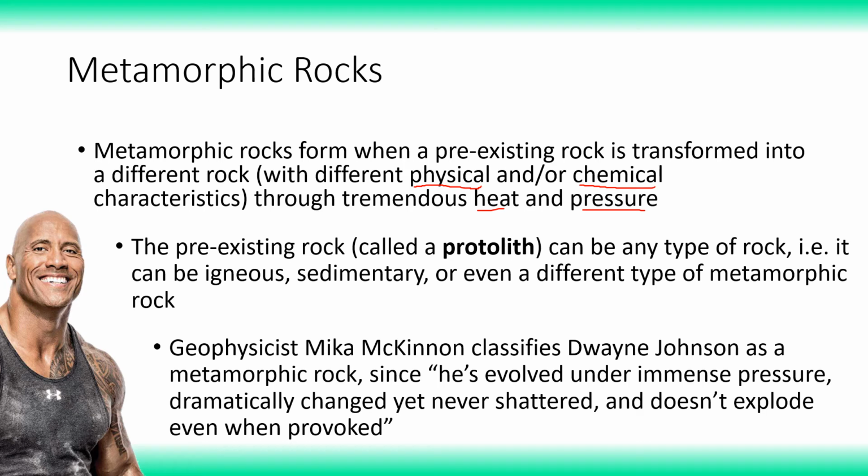So an important and kind of interesting fact about that pre-existing rock, which is called a protolith, is that the pre-existing rock can be any of the three types. So it could be igneous, it could be sedimentary, it could be a different type of metamorphic rock. So that means if it was already a metamorphic rock, that means it's already gone through this heat and pressure before. And then if you subject it to even more heat and pressure and you turn it into something else, then you get a different type of metamorphic rock out of it. So the original rock, that protolith, can be any of these three types. It could be igneous, it could be sedimentary, it could be metamorphic.